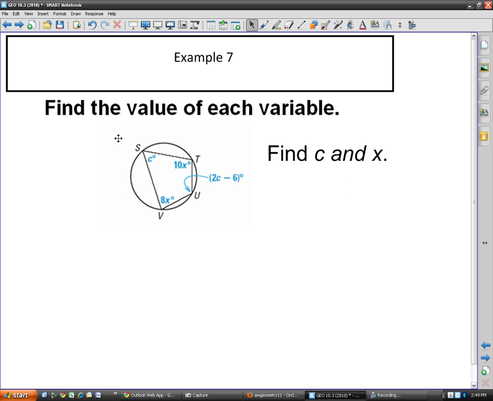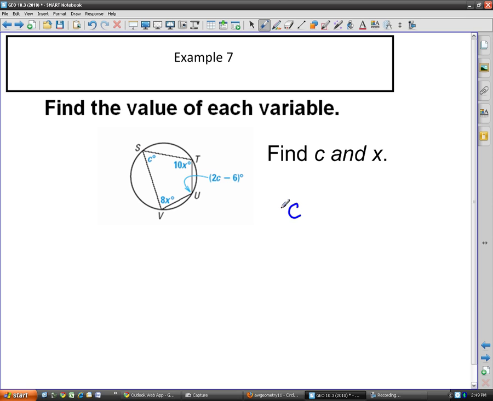This looks a little bit more challenging because you notice we have two x's and we have two c's. But what do we know about the opposite angles of a quadrilateral inscribed inside a circle? Well, that theorem that we just learned said opposite angles are supplementary to one another. So that would mean that c plus 2c minus 6 equals 180.